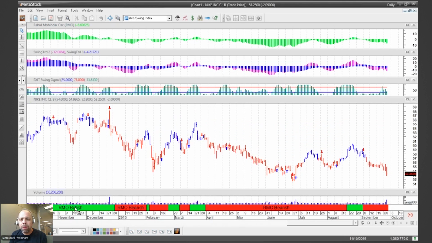We also do represent this down here on the chart. You'll have this ribbon when you apply this template that says RMO's bullish, RMO's bearish. And right now you can see that that ribbon is red, so whichever you prefer. You can look at the indicator if you want, or you can look at the Rahul-Mohinder ribbon down at the bottom to identify whether it's bullish or bearish. So that's it. That's step number 1.